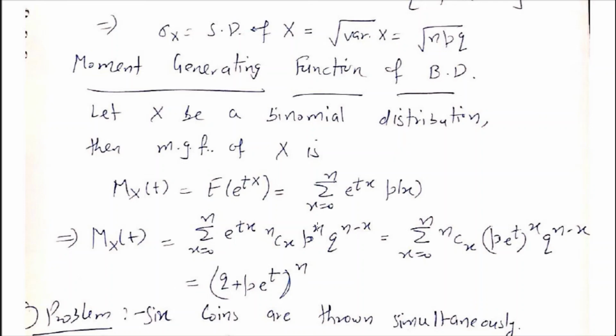And here I recommend all of you students to please remember the value of the mean of binomial distribution, that is np, and the variance of binomial distribution, that is npq. So obviously the standard deviation of random variable x will be the positive square root of npq, and the moment generating function of the binomial distribution is (q plus p into e^t) raised to power n.